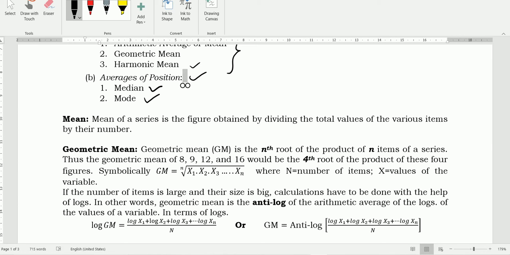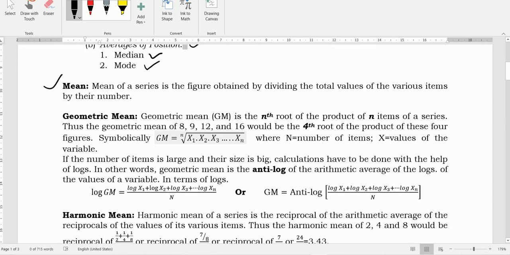So let us learn the meaning or the concepts of those statistical averages. The first one is mean. I think you are very much familiar with mean. Mean of a series is the figure obtained by dividing the total values of the various items by their number. So mean is the value obtained by dividing the total values of the various items by their number. That means we have to add all the values together and divide by the number of items. And that is what we call mean.